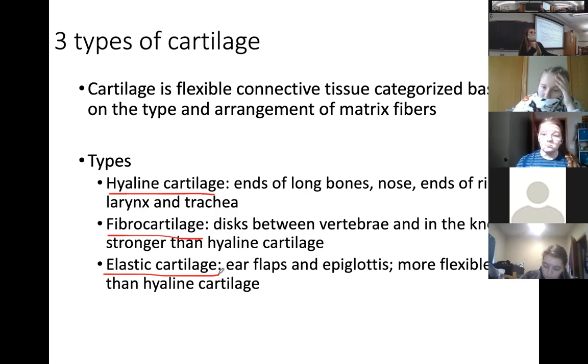Your fibrocartilage, keyword here is fibro, is the discs between your vertebrae. It's also in the knee and it's stronger than hyaline cartilage. So think about it: your back and your knee, things like that, that have a lot more impact, are going to need more strength. That's that fibrocartilage. And lastly, we have elastic cartilage. This is in your ear flaps and your epiglottis, which is from the digestive system, and it is more flexible than hyaline cartilage. So those are the three different types of cartilage.